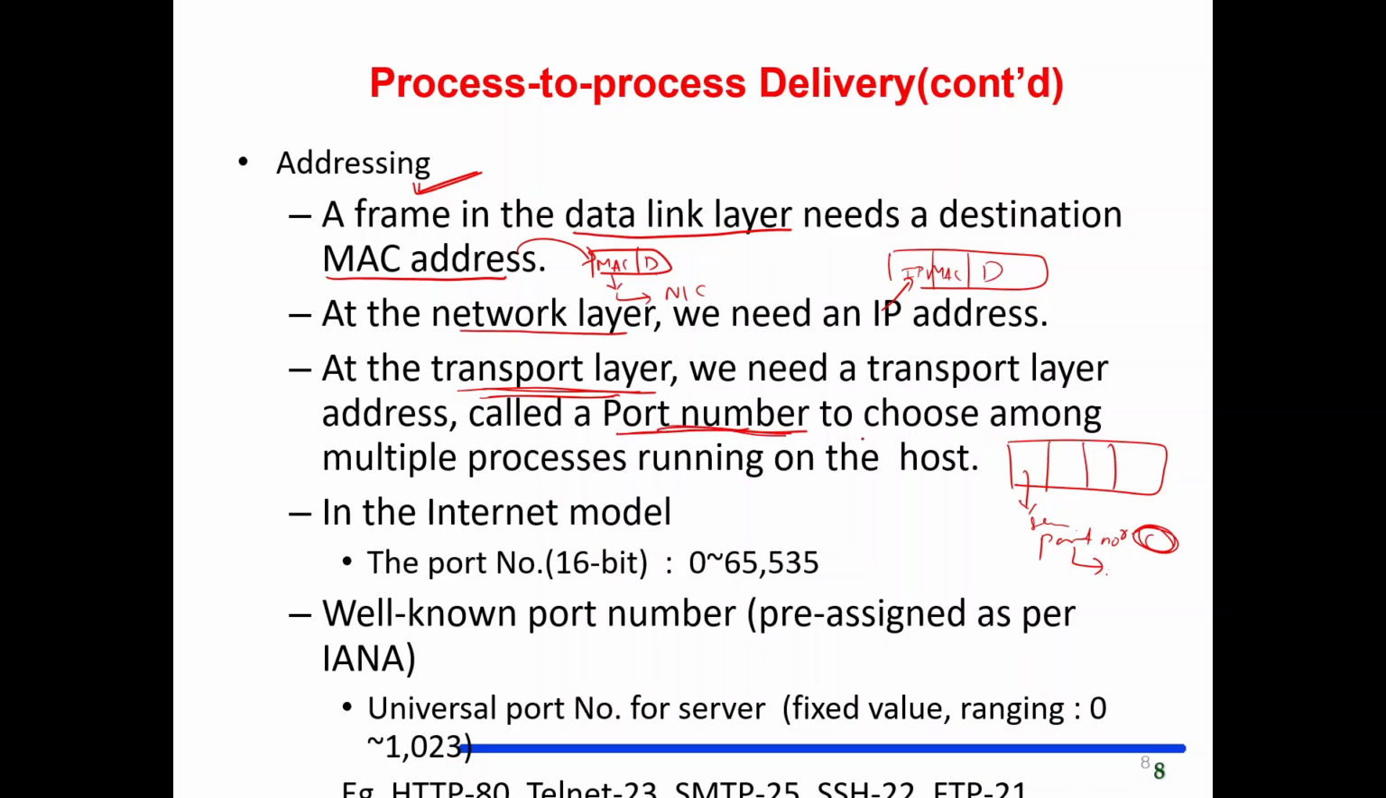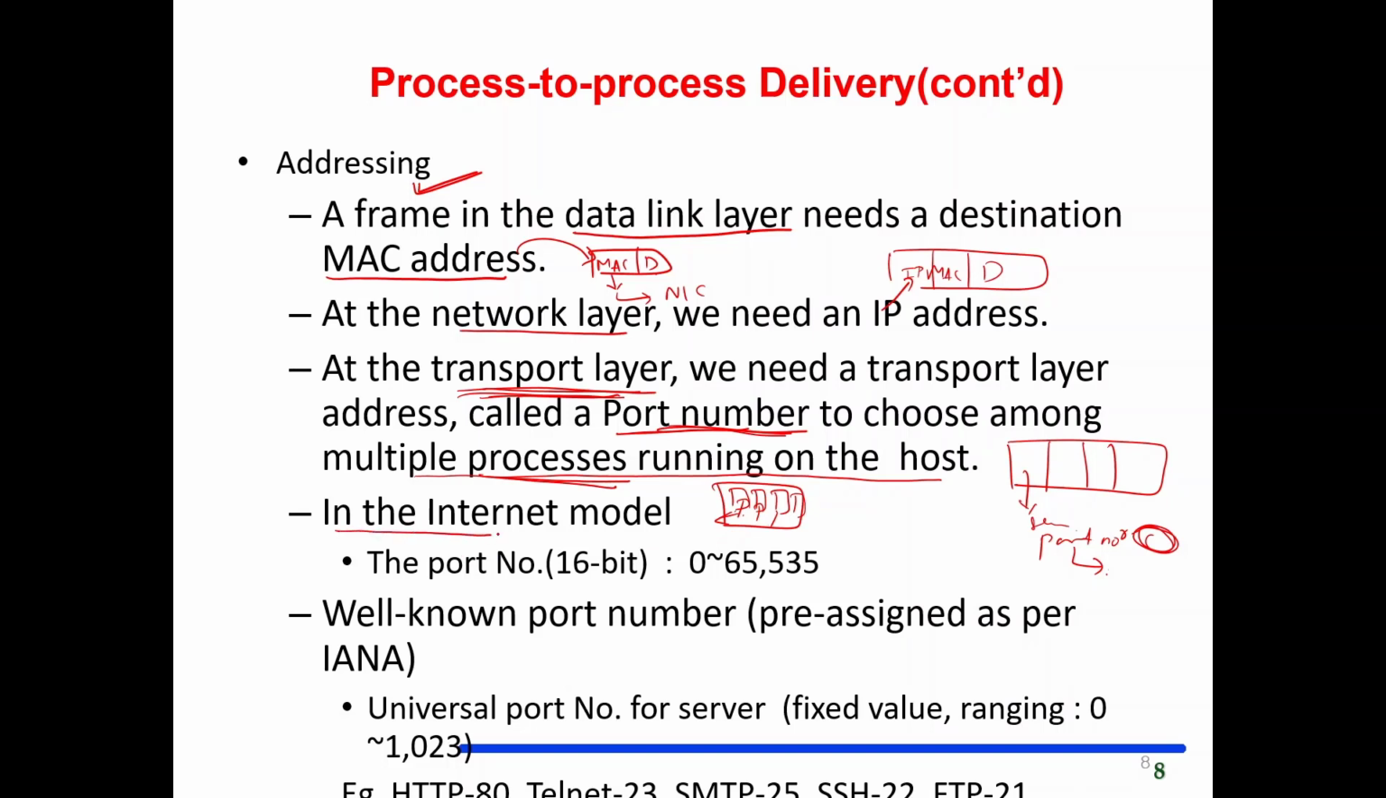So that is called the port number, to choose among the multiple processes. You know that the system you have will have multiple applications, multiple processes running on it. Each application or process has some pre-assigned port number, to identify the multiple processes running on the host. That kind of information is provided in the transport layer. Now we will focus on what these port numbers are, how many port numbers there are, and all those things.